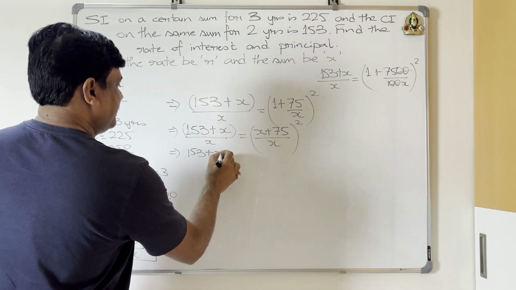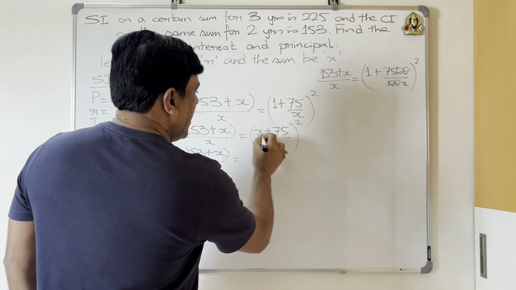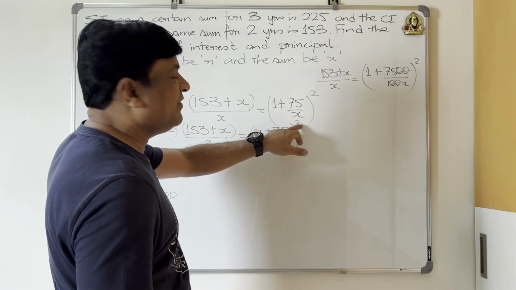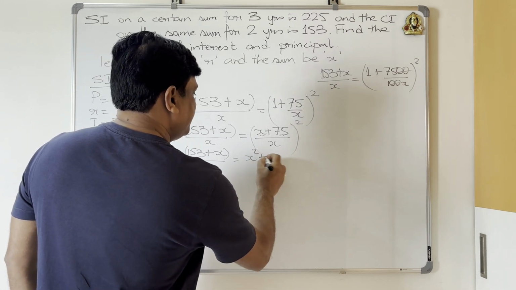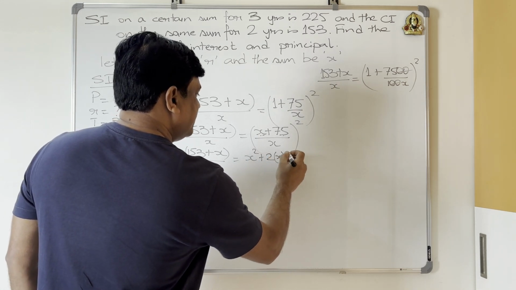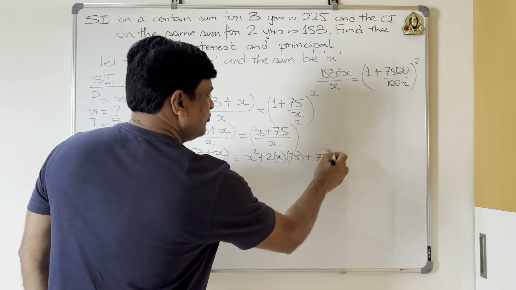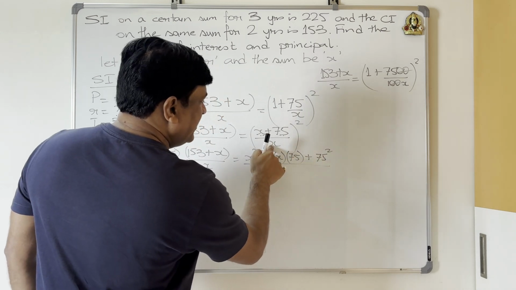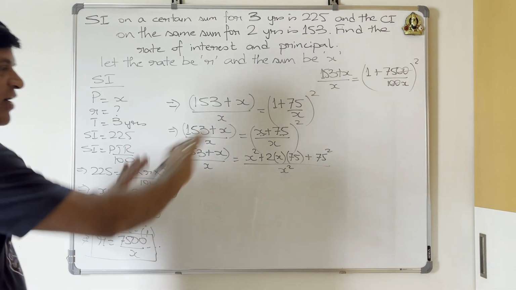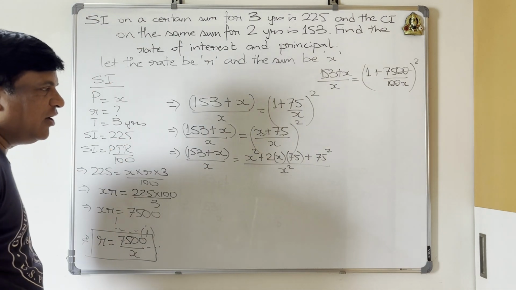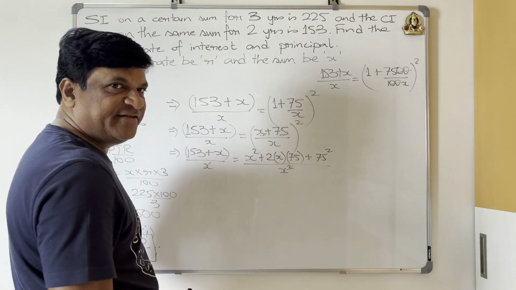Okay. Now, next step. (153 + x) by x. This is in bracket here. Now, I'm going to expand this, (x + 75) whole square. What do I get? I'll get x square plus 2 times x times 75 plus 75 whole square. Right? And I have this also x square. So this will become x square over here. So I have opened the bracket, right? A lot of numbers. What happens here? Denominator x gets cancelled out.